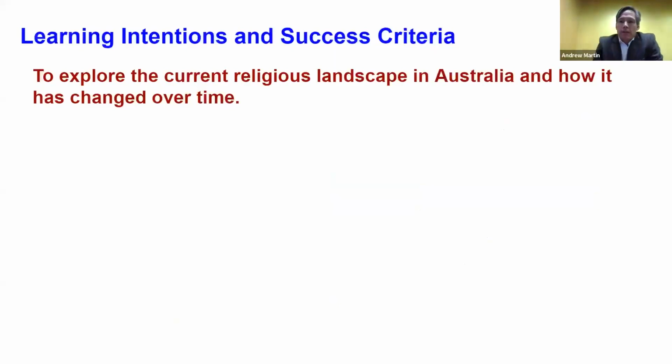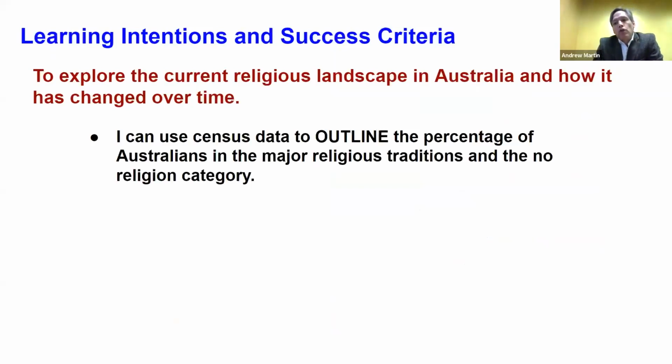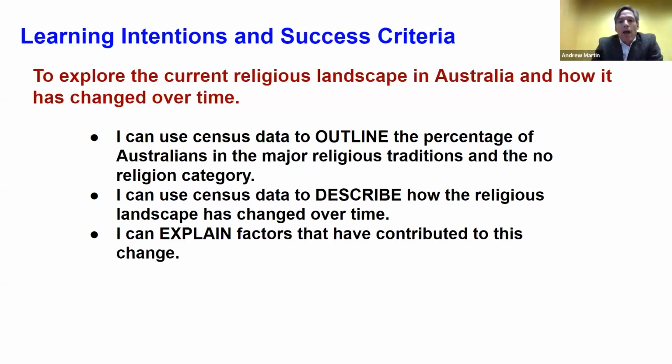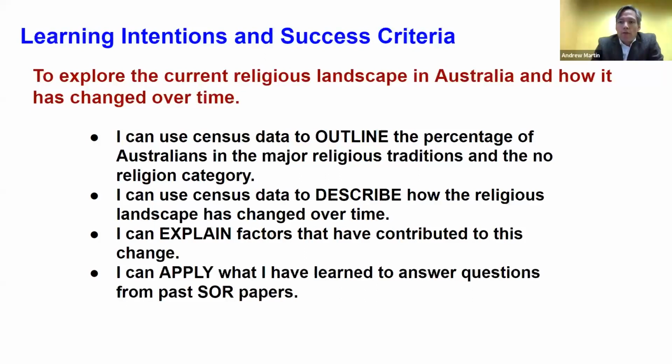Today we're looking, as I said, at religion in Australia since 1945. So we're going to be talking about the current religious landscape and how that's changed over time. If you can do these things, you will have been successful. If you can use census data to outline the percentage of Australians in the different major religious traditions and also the percentage who indicate no religion, if you can use census data to describe how that has all changed over time between 1945 and the present, and if you can explain factors which have caused it to change and use all of that to answer some past SOR questions, some questions from past papers.